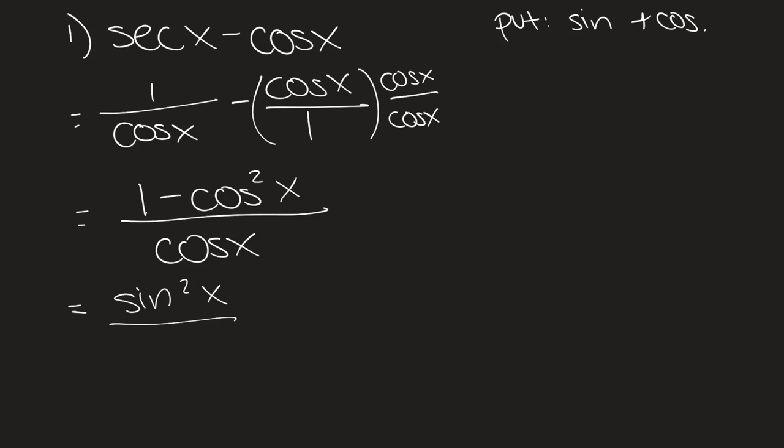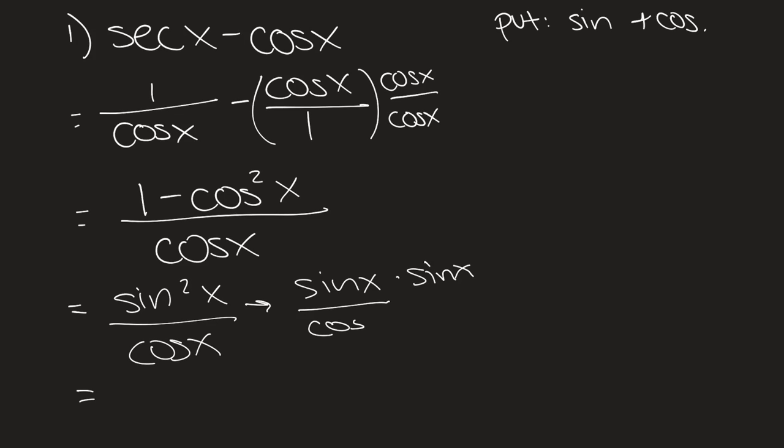Sometimes I leave out the x or the theta or anything like that, so I'm just working with what I'm working with, and then I add it back in the end, and that is totally acceptable as long as you add it back. That's over cosine x. If I have just a singular sine over cosine, that's tangent. So I guess I could expand this into sine x times sine x over cosine. That leaves me with tangent x sine x, and that is it.